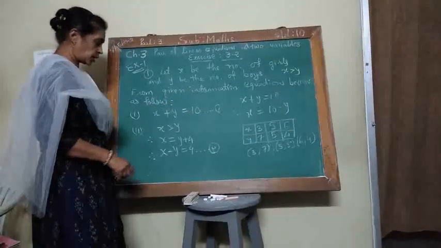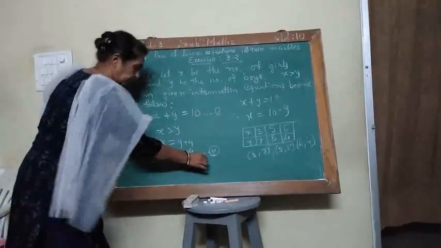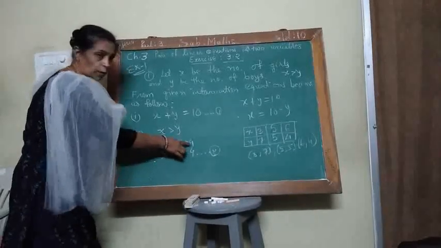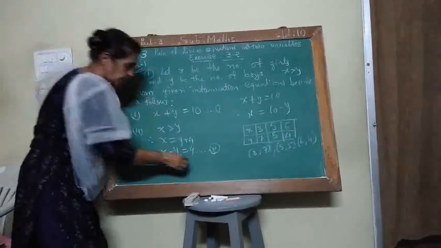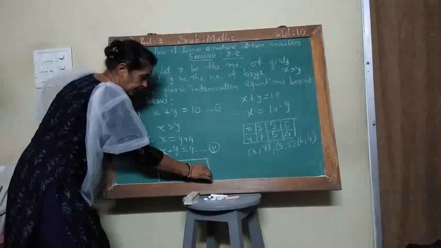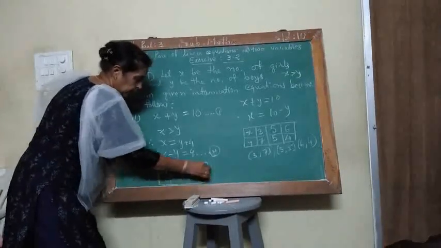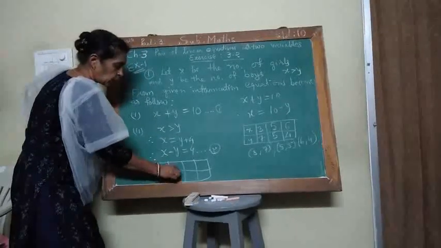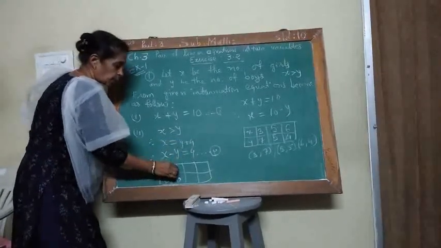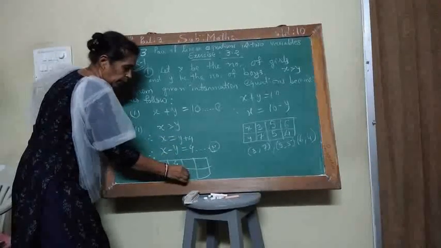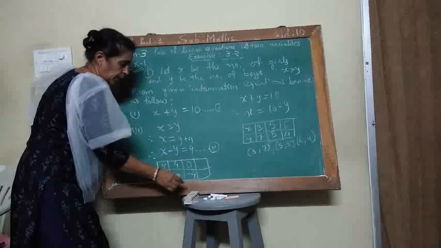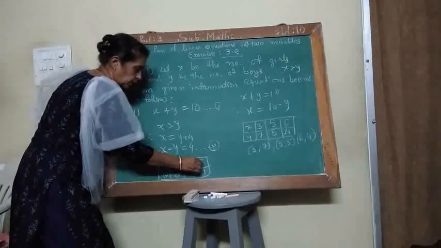This is for the first equation. Now for the second equation you make the table. Therefore x equals what? y plus 4. Already here x equals y plus 4. So now you make the second table, x, y. Take y equal to 0: 0 plus 4, 4. Take y equal to minus 4: then minus 4 plus 4, 0. If you take y equal to say 1, then x equals 5.